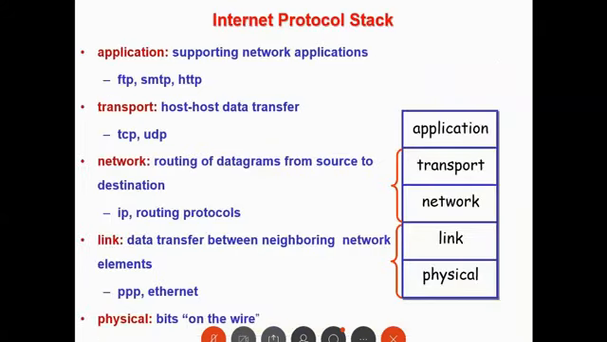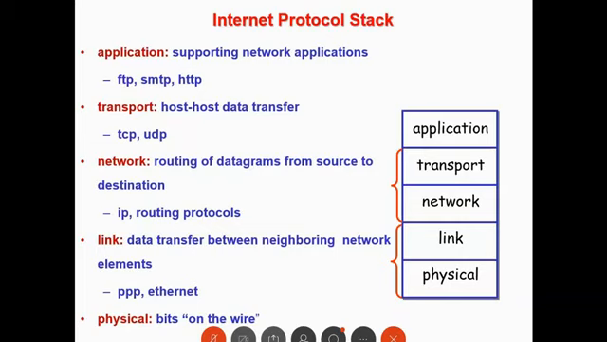The Internet Protocol Stack: for applications supporting the network applications, that is FTP, SMTP (Simple Mail Transport Protocol), HTTP (Hypertext Transfer Protocol), and FTP, the File Transfer Protocol, we will see. Transport, host to host transfer, that's TCP, UDP. The network layer, routing of the datagram from source to the destination, that is IP routing. And data link, that is PPP, point-to-point protocol, Ethernet, token ring, and what we see as FDDI. And the physical layer, it is the bits on the wire or whatever it is.